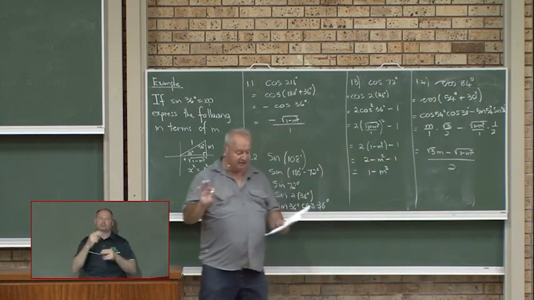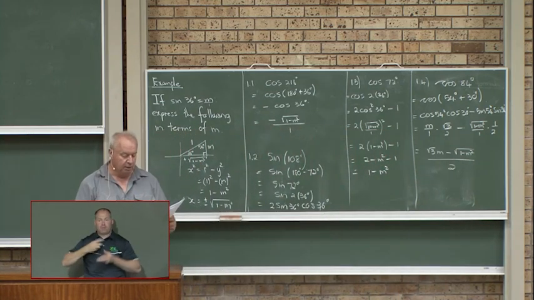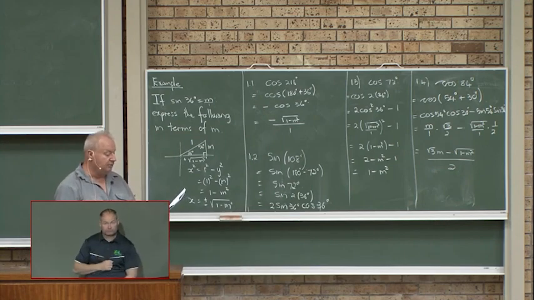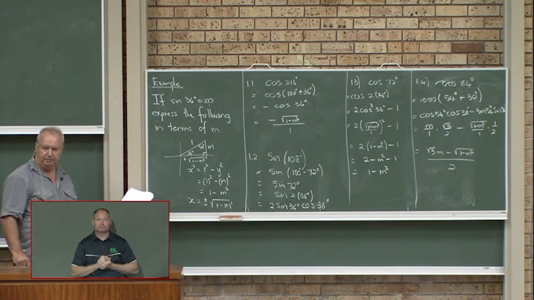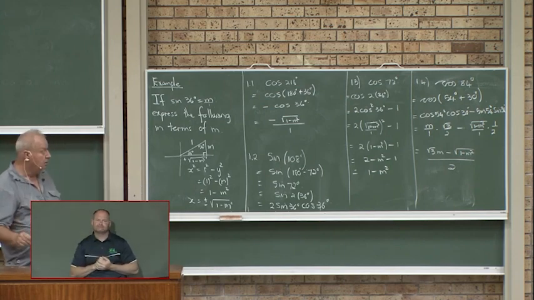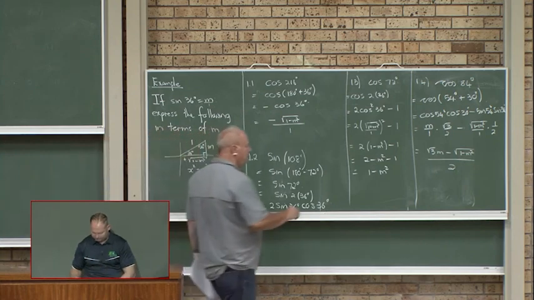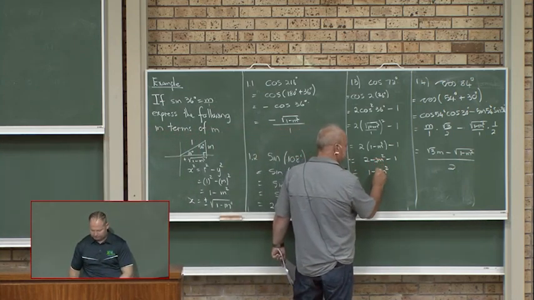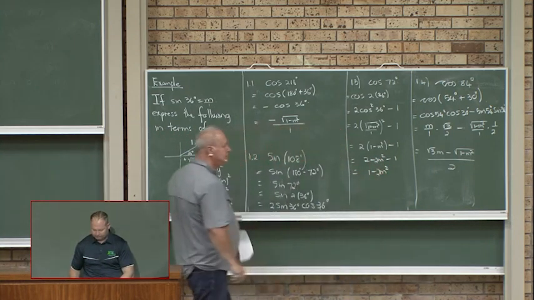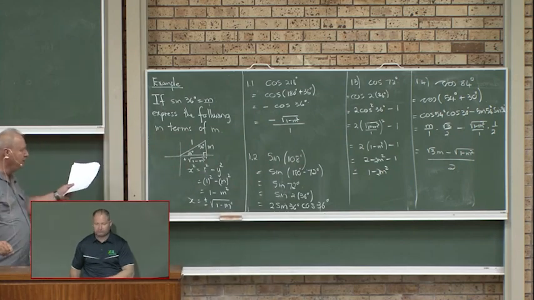Okay, people, do you understand my reasoning? Just take note, I'm going to explain it once again. It's quite easy. Yes? All right, thank you. 2 minus 2m squared. Thank you.